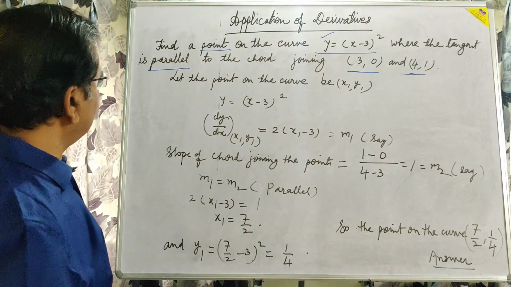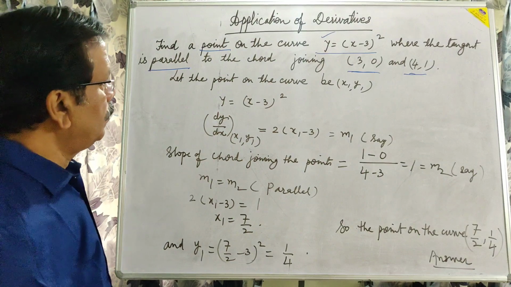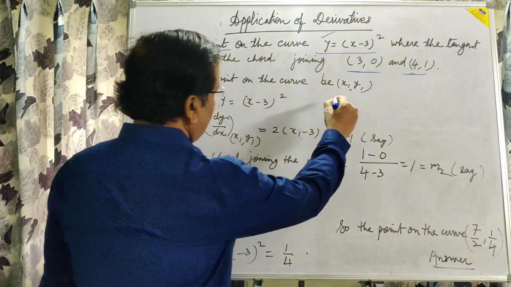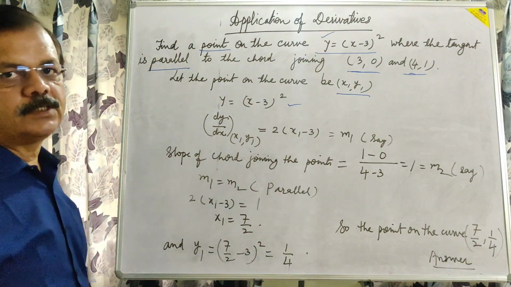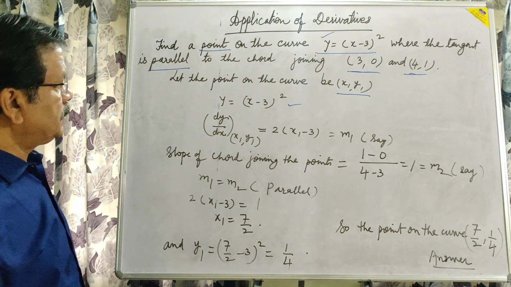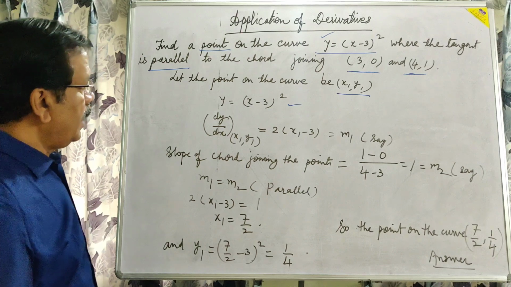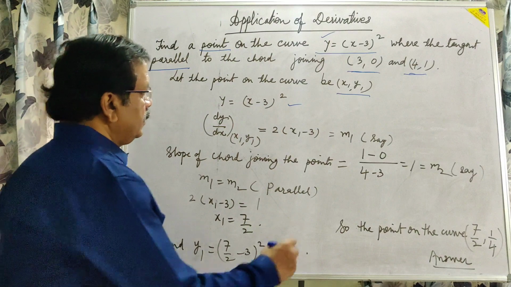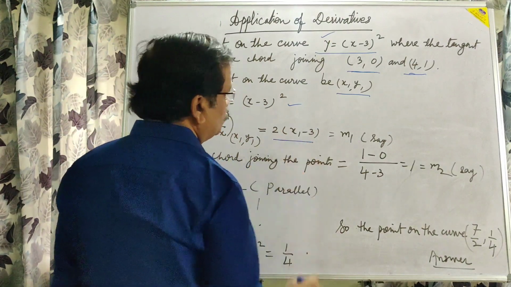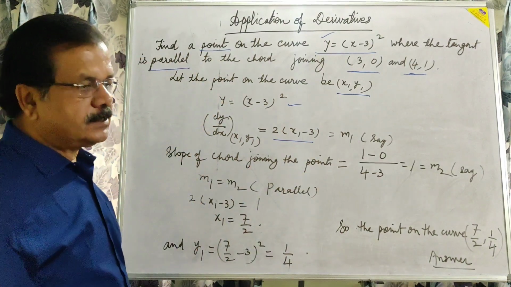Now start with the solution. Let the point on the curve be x1, y1, and the given curve is y is equal to x minus 3 whole square. Then differentiate this with respect to x and putting x1, y1, we are getting the slope of this is 2 within bracket x1 minus 3.